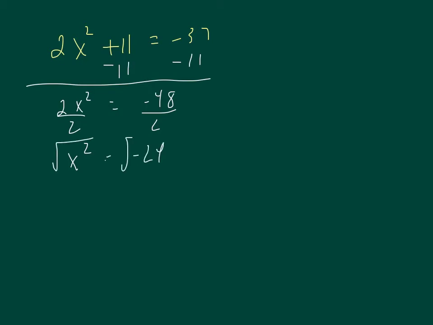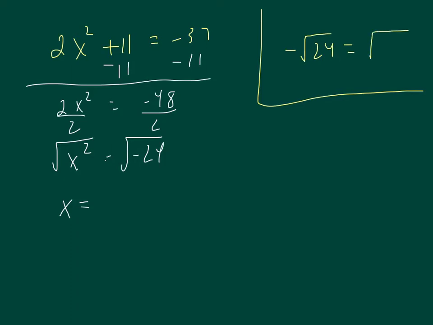Take the square root, and we got a problem. Got the square root of -24. Let's digress for a second. Over to the sidebar here. These two terms here, I just want to make sure that we know these guys are not the same. The first one is the opposite of the square root of 24, and this is the square root of -24.